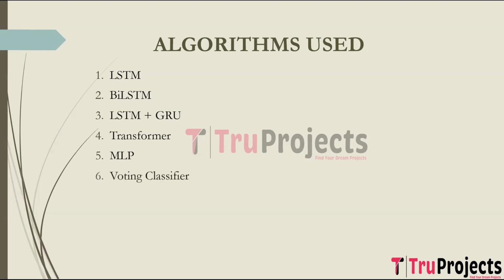The last algorithm is voting classifier. It is an ensemble learning technique that combines the predictions of multiple individual classifiers to make a final prediction. In bug detection, a voting classifier is employed to integrate predictions from different models such as LSTM, BiLSTM, and the other algorithms. By leveraging the diversity of these models, the voting classifier can make more robust bug detection decisions, potentially improving overall detection accuracy.